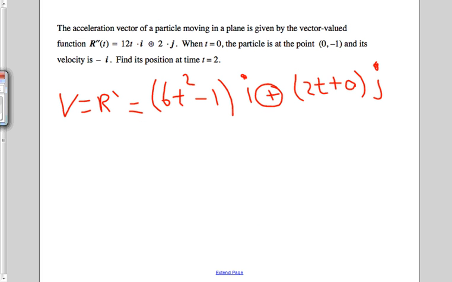All right, so I've already found my velocity vector. So to find my r vector, my position vector, r is going to be the integral of my velocity, or r prime. So it's going to be the integral of 6t squared minus 1 dt. Oops, let's not do dt yet.